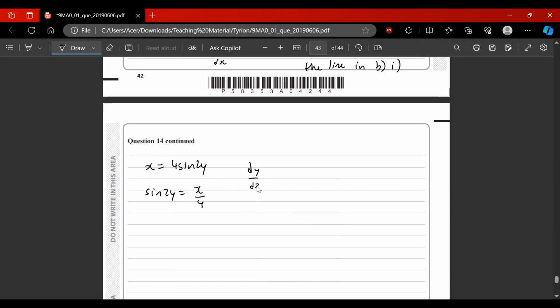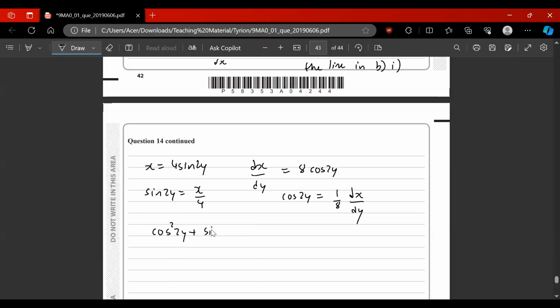Similarly, dy over dx we got as 1 over 8 sine, actually we can rather use dx over dy for simplification purposes. dx over dy is equal to 8 cos 2y. So therefore cos 2y is equal to 1 over 8 dx over dy. Right, so we can now use the trigonometric identity cos square y, or rather cos square 2y in this particular case.